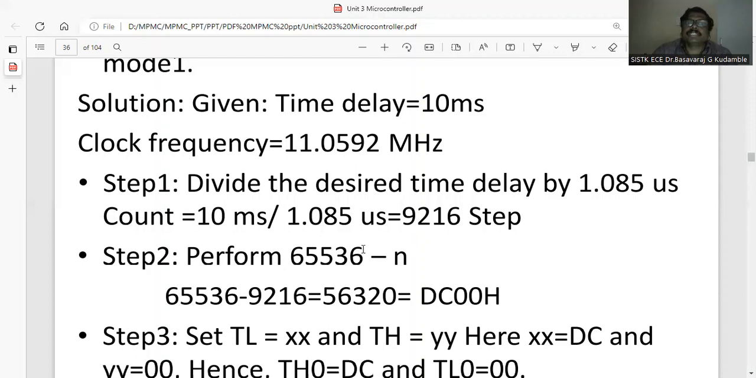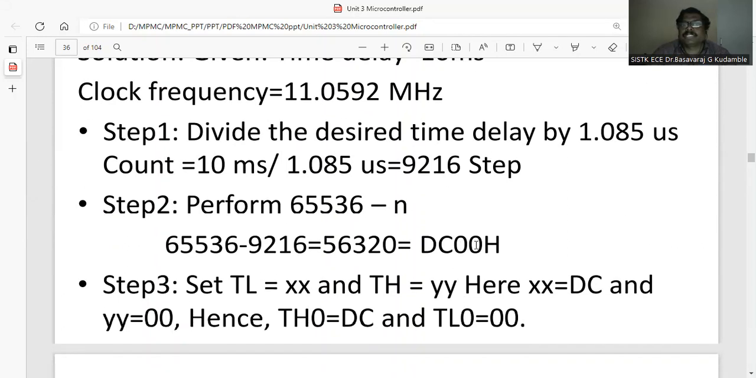In mode 1 the timer is a 16-bit count, so the maximum is 65,536. When it reaches FFFF, it will go to 0. That is the reason we add 1. That is 65,536 minus this count 9216. You will get decimal 56320. We represent this in hexadecimal, that is DC00H.